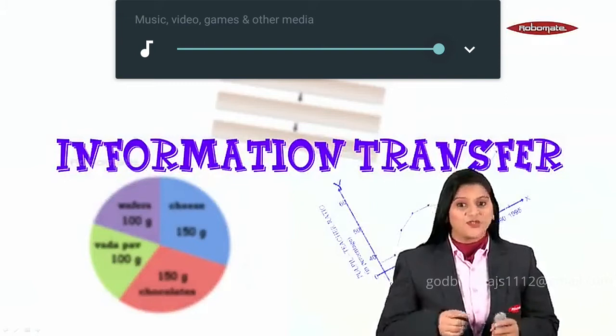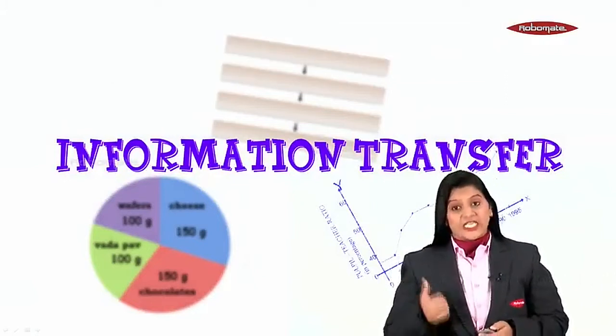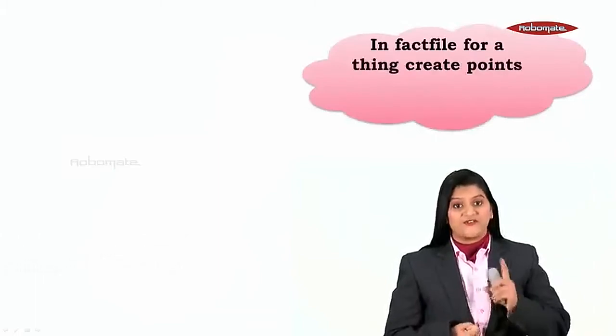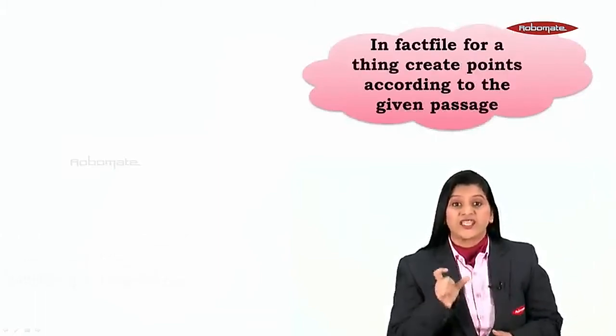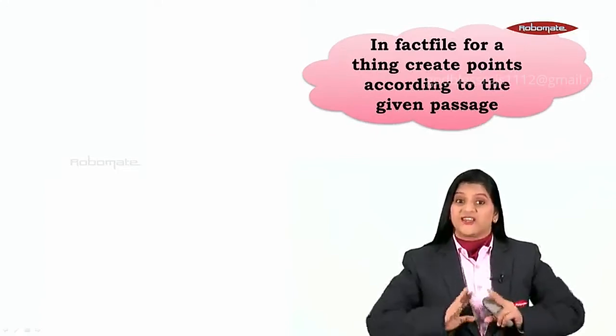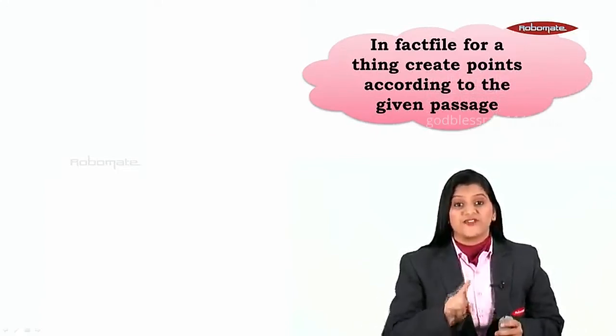To the last module of information transfer. In the last module, we were learning about fact file and we learned the fact file of place. Now we are going to start with the fact file for a thing. Alright, so in a fact file for a thing, create points according to the given passage.